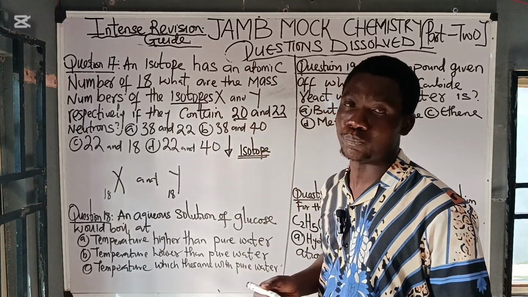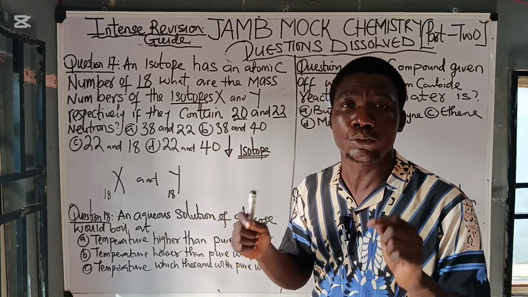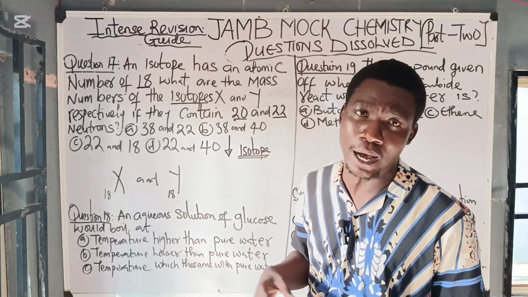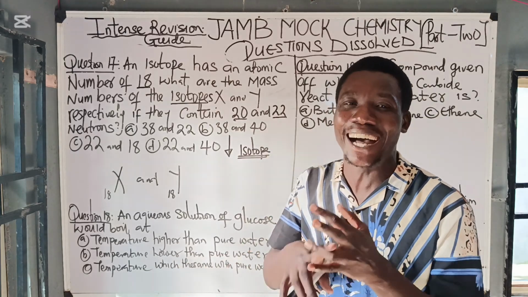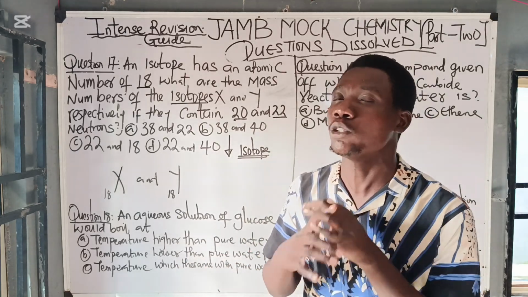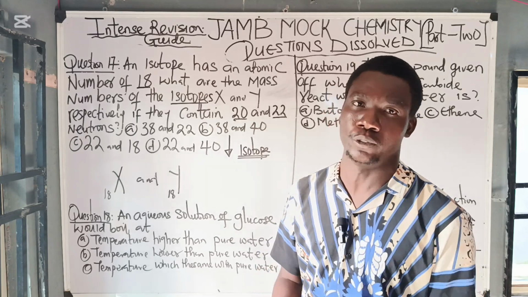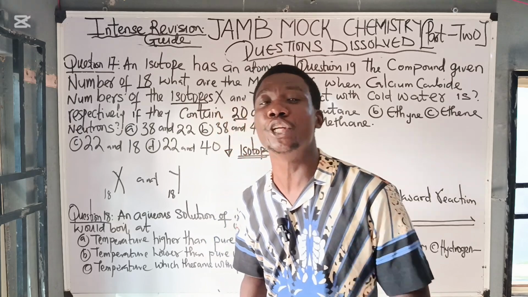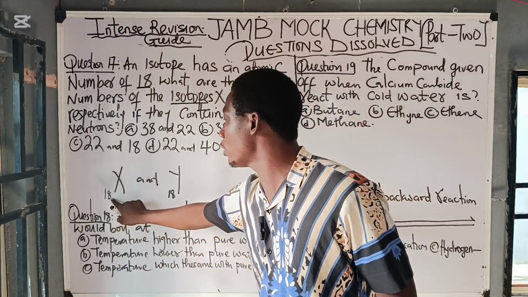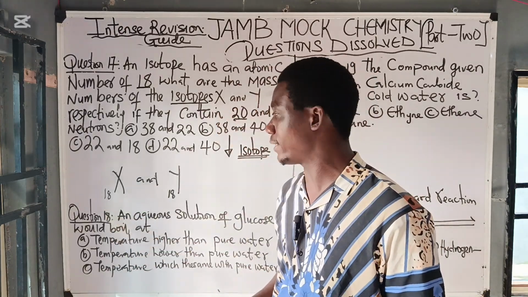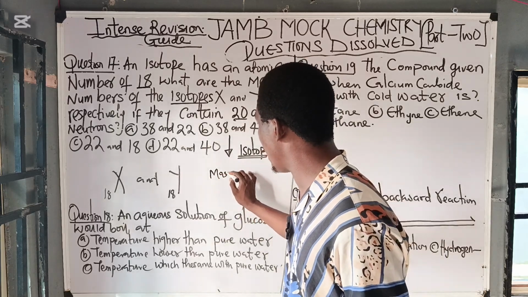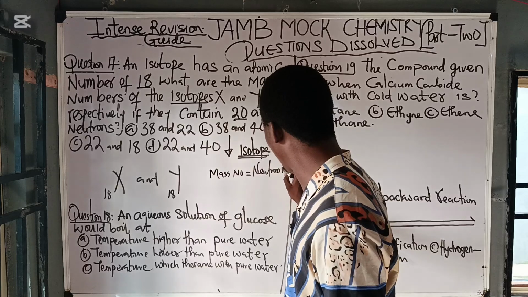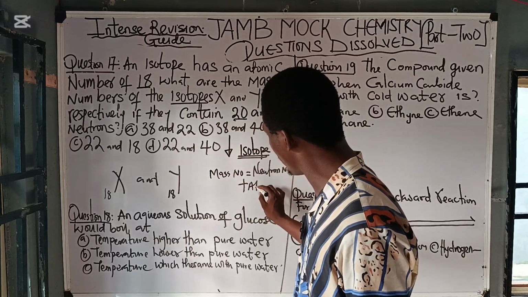What are the mass numbers of the isotopes X and Y if the numbers of neutrons are 20 and 22? Like I said, isotopes are atoms of the same element having the same atomic number or the same proton number, but different mass number and neutron number. So isotopes usually have different numbers of neutrons. But whenever we are looking for the mass number, we will add the number of neutrons to the atomic number to give us the mass number. So take note. Mass number is equal to neutron number plus atomic number.